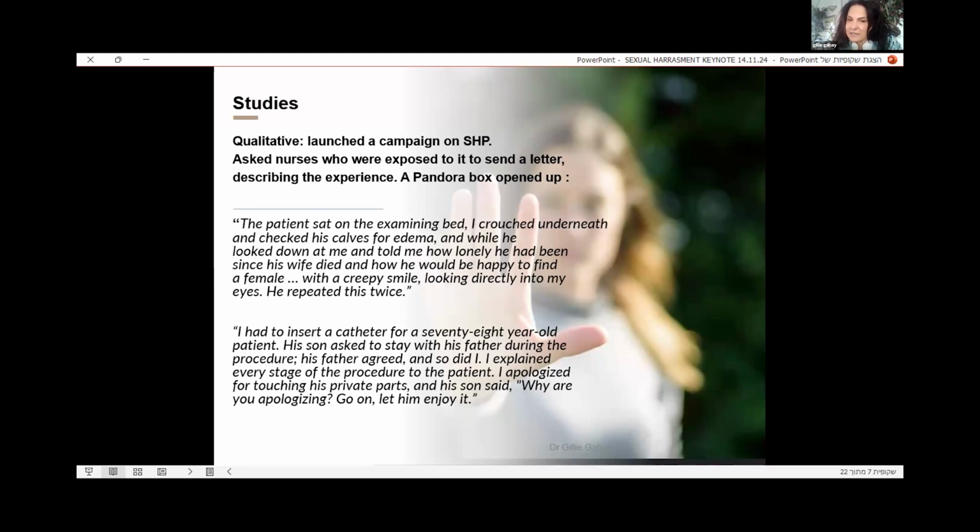Second quote: I had to insert a catheter for a 78-year-old patient. His son asked to stay with his father during the procedure. His father agreed, and so did I. I explained every stage of the procedure to the patient. I apologized for touching his private parts, and his son said, why are you apologizing? Go on, let him enjoy it.